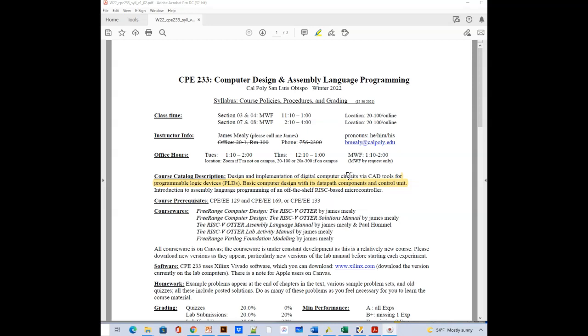Keep in mind that I've transferred everyone to Canvas on section 3, which is what you'll see in your Canvas. So the location of this class is 2100 on campus, although, as you probably know by now, we're going to start the course out online just for safety reasons. So my name is James Mealy. You're welcome to call me James. My pronouns are he, him, his.